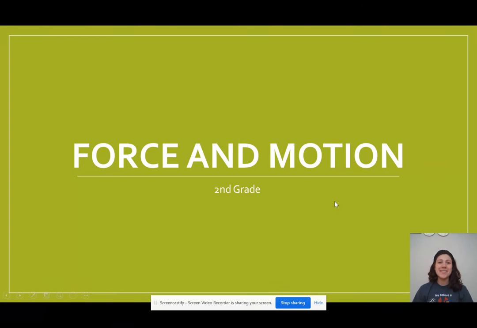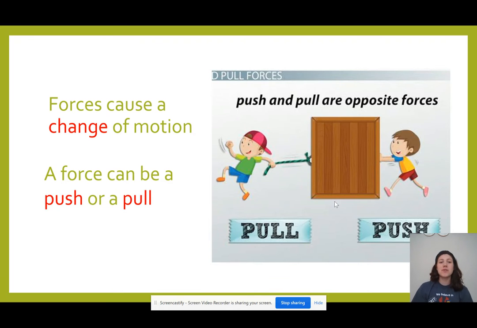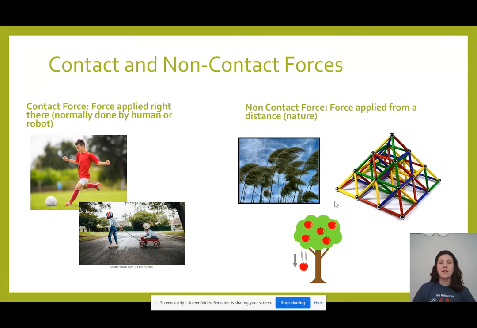Second grade. Today we're going to continue to review our force and motion unit. So last week we talked about that forces cause a change of motion and that a force can be a push or a pull. This week we're going to be looking further into different types of forces because we know that the motion they cause is a push or pull, but our forces can actually be separated into two different categories. The two forces are contact and non-contact forces.